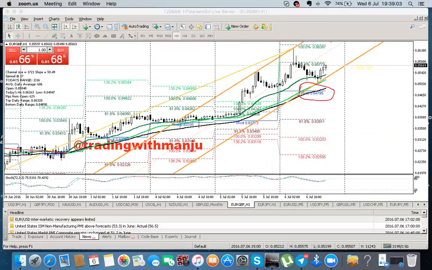I see there is a Fibonacci ratio, it's very far below from this zone. But when you look at this trend line, the market was consolidating on the trend line, so the trend line also acts like a support. The price is also above the moving averages. So there is a good indication that the euro is under bulls' control.